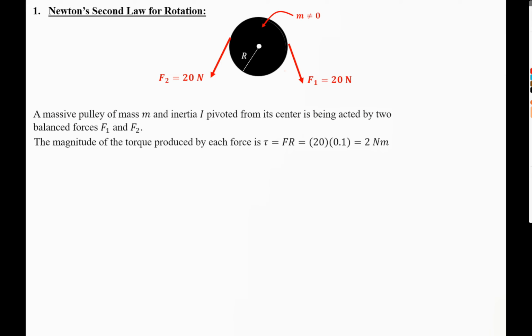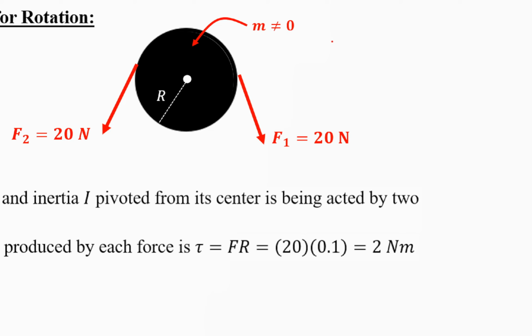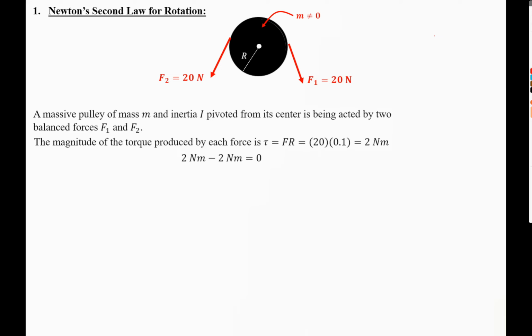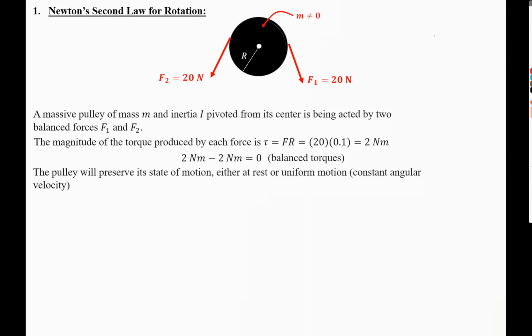Now the magnitude of the torque produced by each force is given by F multiplied by r, which is 20 multiplied by 0.1, which is 2 Newton meter. Why? Here I've mentioned that the force is applied tangentially to the disc, and we know that the torque is given by plus or minus F d cosine theta. Because they are applied tangentially, theta is 0, which means that cosine theta is 1. Now the torques are balanced, which means that 2 Newton meter minus 2 Newton meter is 0, which means they are balanced torques.